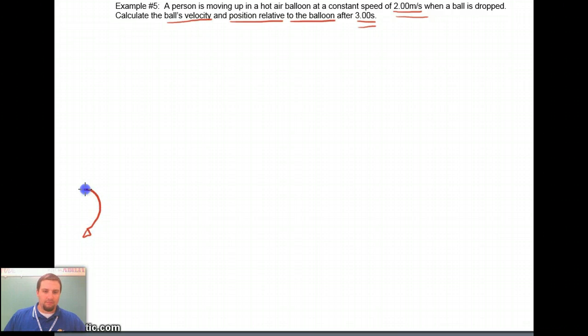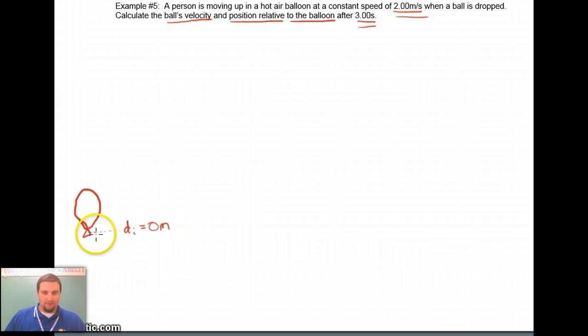Always draw a picture. Here's the balloon initially. Okay, there it is. And we'll call this the initial position of the balloon, and that will be our origin. Remember, we get to choose where our origin's at. That's going to be the origin here for our balloon. Okay, and at this moment, that's when the ball gets dropped. That's the moment the ball gets dropped, right here.